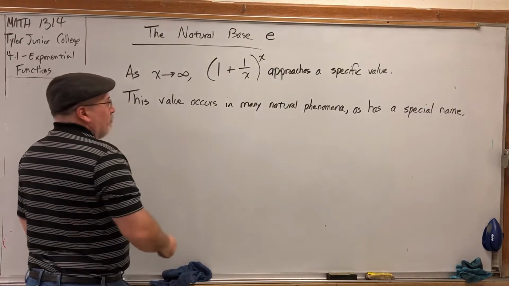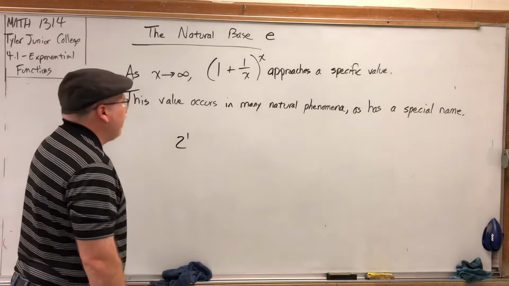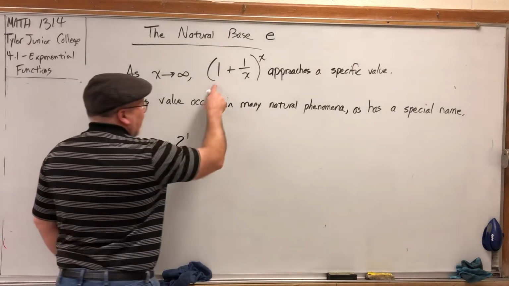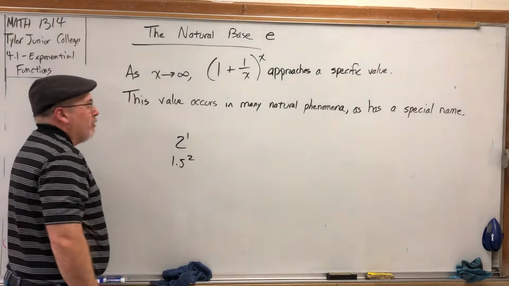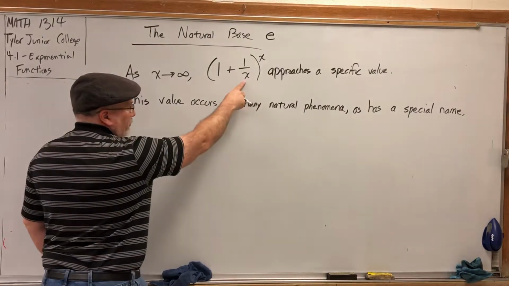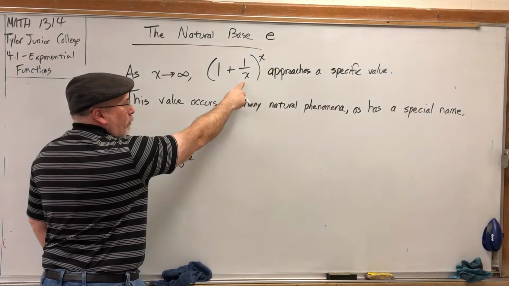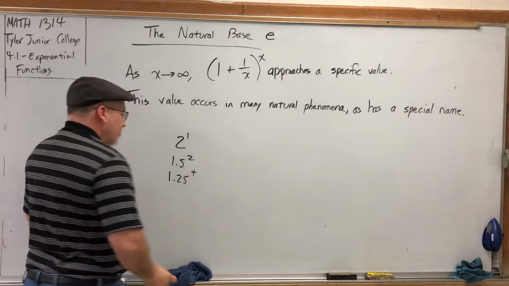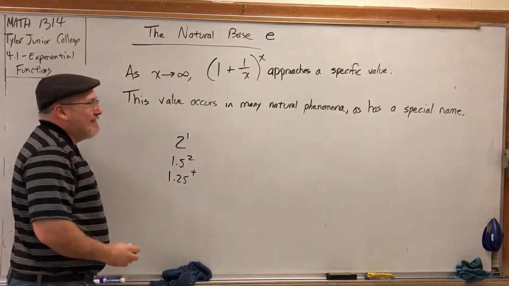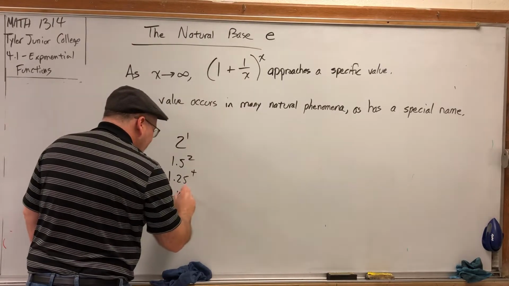If I put in x equals 1, I get 1 plus 1 is 2 to the first power. If I put in x equals 2, I get 1 plus 1 half, which is 1.5, to the second power. If I put in x equals, let's use 4 because 1/4 is just 0.25. If I put in 4, 1 plus 1/4 is 1.25, then it gets raised to the fourth power. If I put in 10, this becomes 1 plus 1/10, which is 1.1 to the 10th power.